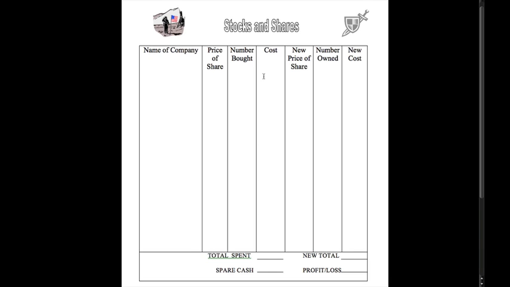Now, you've been told how much money you can spend. Add up how much money you've spent. Do not spend more than what you've been given, but for goodness sake, make sure that you keep track of the spare cash that you haven't spent. Now that money is safe. You can't lose that money. But then again, nor have you invested it, so nor is it going to make any money.